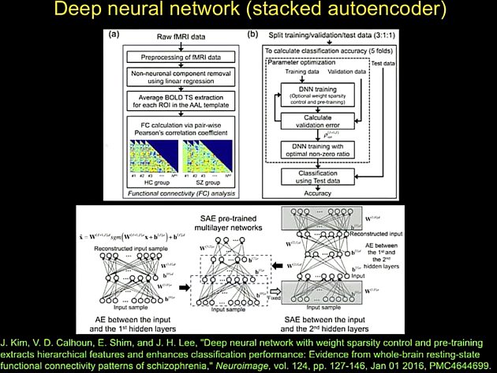This is some work by Jay Kim and his group where they basically used essentially a stacked autoencoder. And what they were using as input data was functional connectivity matrices from fMRI. And so here you can kind of see, I know this is fairly complex, but essentially they've got these stacked autoencoders, and they're trying to predict schizophrenia from healthy controls.